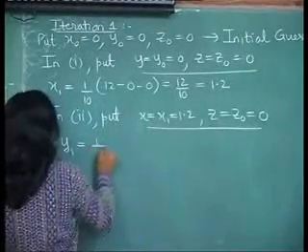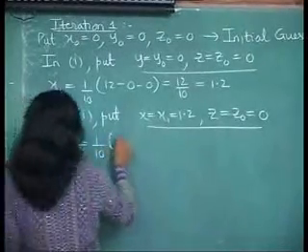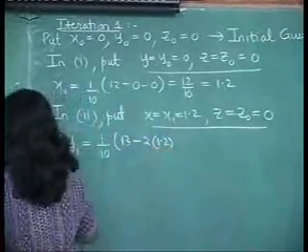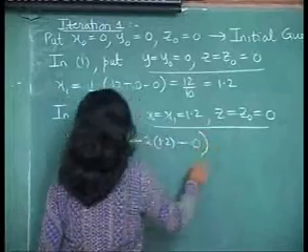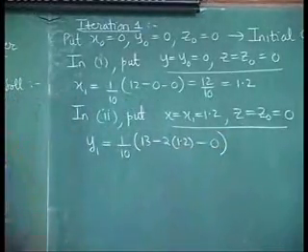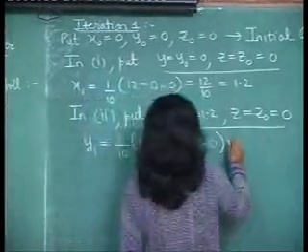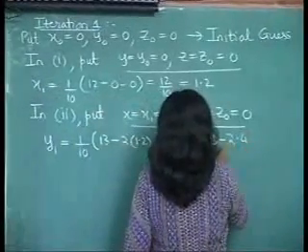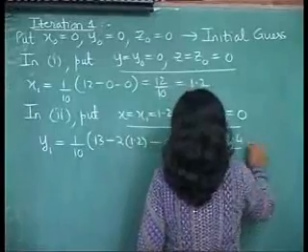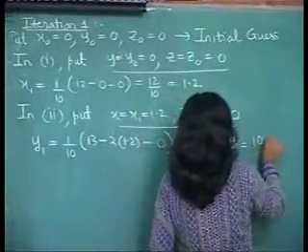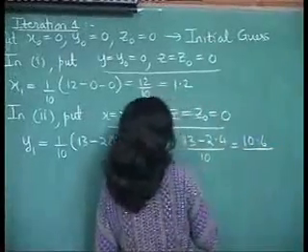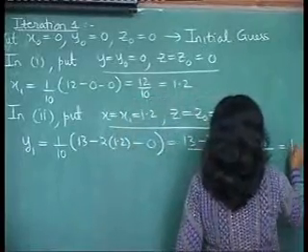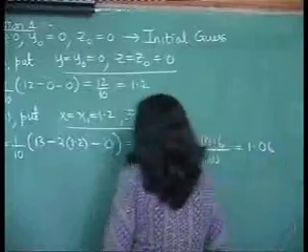That is 1 upon 10 times 13 minus 2 times x1 minus z0. Z0 is 0. If you simplify this, this is going to be 13 minus 2.4 upon 10. This is 10.6 upon 10. So this will be 1.06.